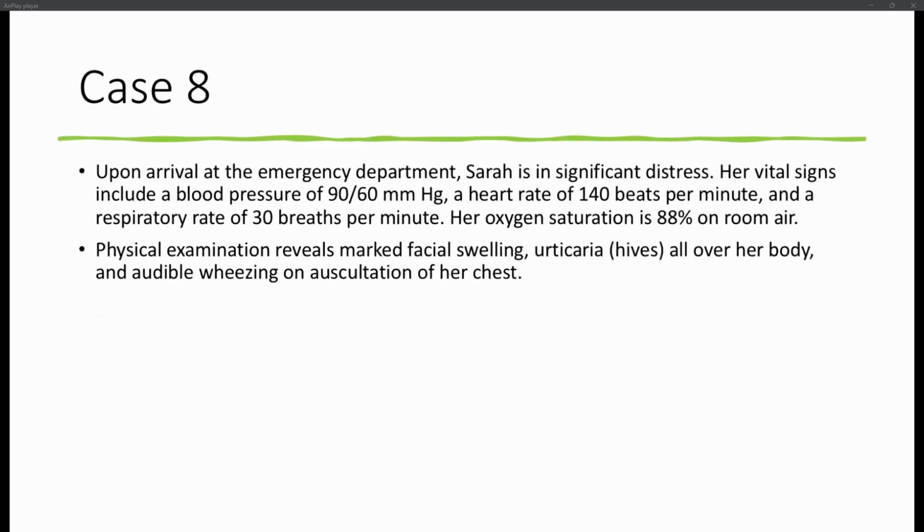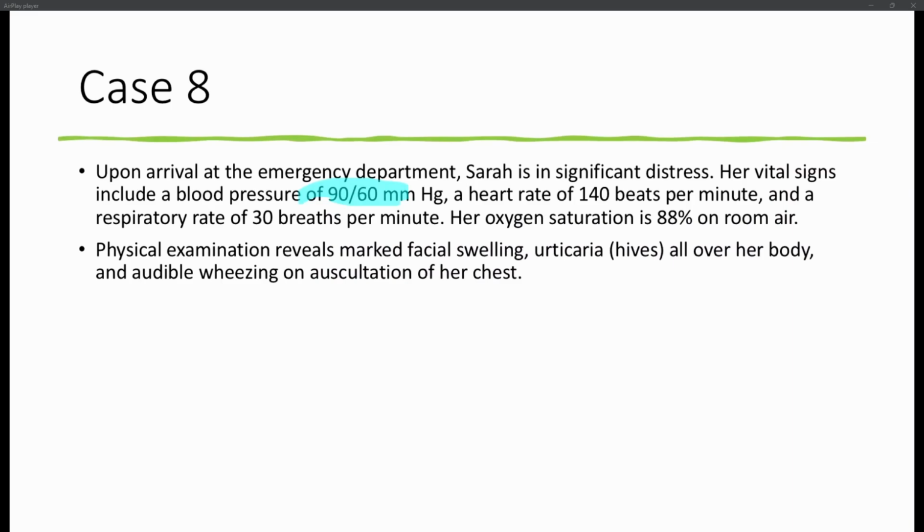She's in significant distress. Vital signs, blood pressure is 90/60. Is that high, low? Low. Remember also in kids, we haven't gotten there yet, but in peds, they're going to have a higher blood pressure than normal, and it comes down as you get older. So for them, having 90/60, for you, you might be okay, but for a kid, that's very low for a child.